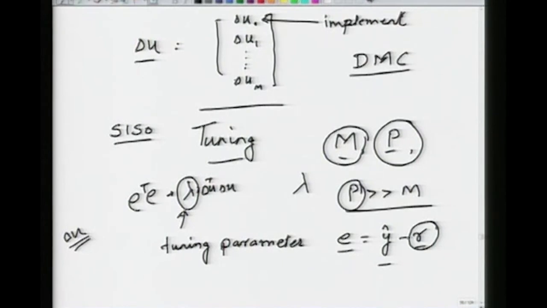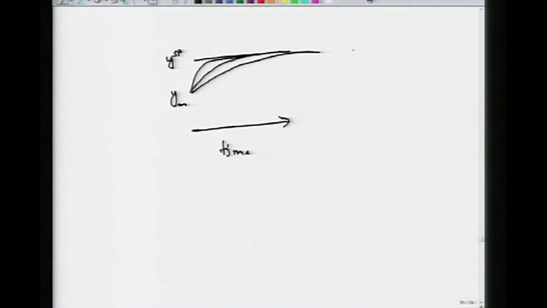Let us say I am here. This is where my y is, and my set point is here, and of course, this is time axis. So, y current is here, y measured, y set point is here, that is where I want to be. Well, then the reference trajectory is typically defined as an exponential rise to the set point from wherever you are. Okay. This exponential rise can be fast, that is a fast exponential, or it can be sluggish. Okay.